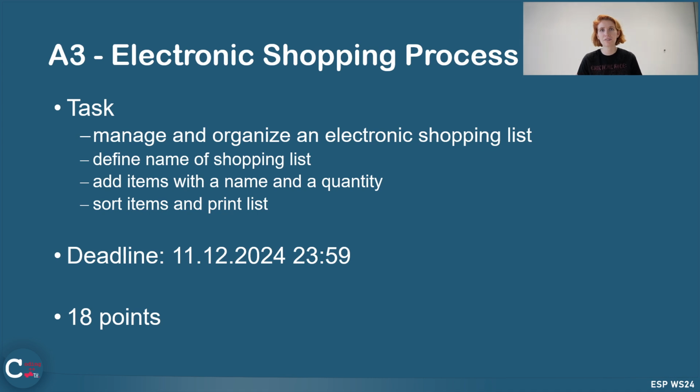First of all, a brief overview of what you're supposed to do. Assignment 3 is what we call the electronic shopping process, and your task is to manage and organize an electronic shopping list. This program consists of first letting the user define a name for the shopping list. Then the user can add items with a certain name to the list and then specify how many of these items should be on the list. And in the end, the list should be sorted and printed to the console. The deadline for this assignment is the 11th of December, and the assignment is worth 18 points.